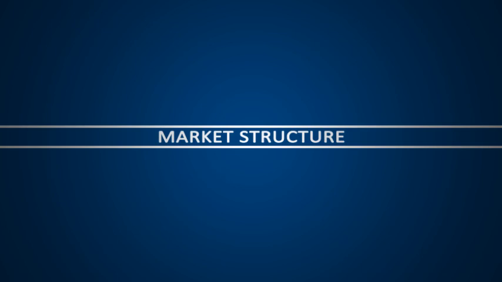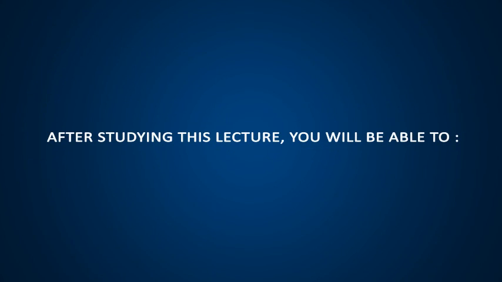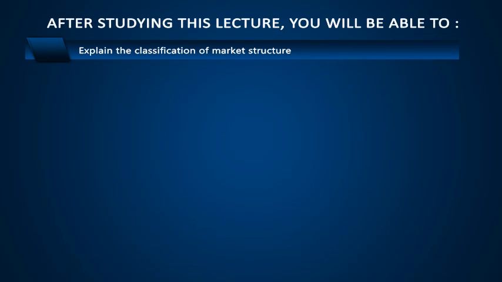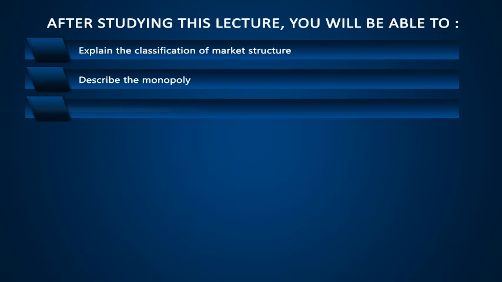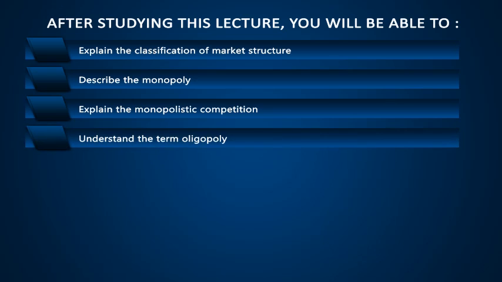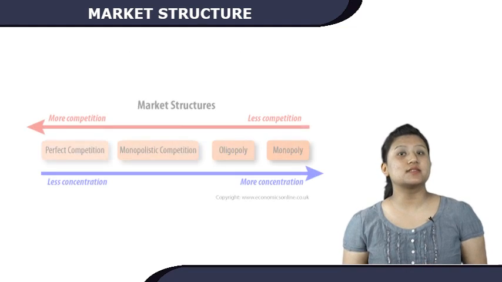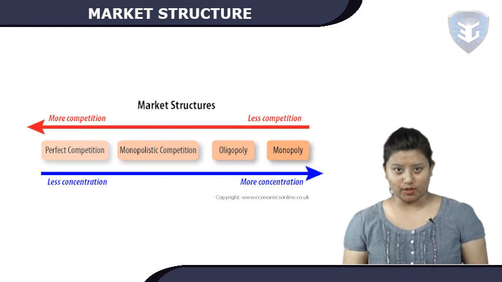Hello students, welcome to the lecture on market structure. After this lecture we will be able to learn the following objectives: explain the classification of market structure, describe the monopoly, explain the monopolistic competition, understand the term oligopoly, explain the characteristics of market. Let's start with the concept of market structure.